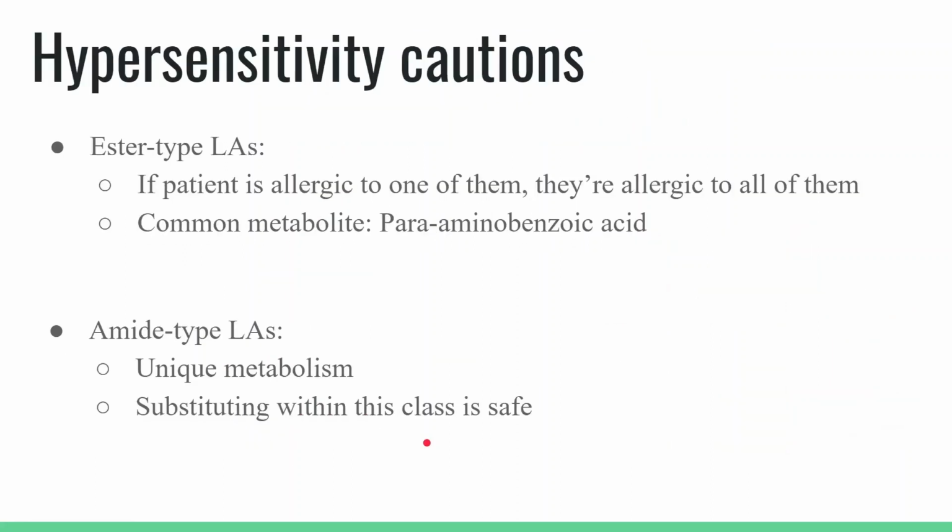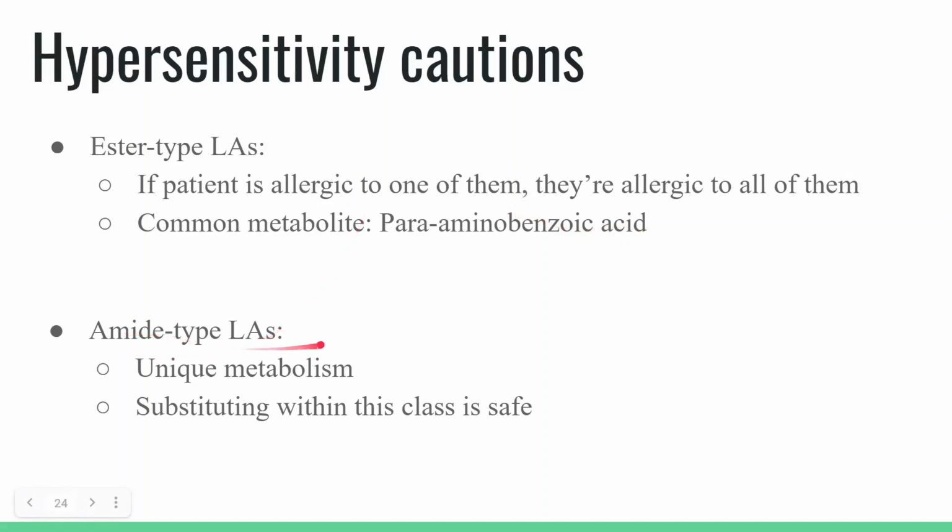The hypersensitivity reactions we already talked about. The ester type local anesthetics, we said we no longer use them because all of them are metabolized into para-aminobenzoic acid. So if a patient is allergic to one of them, they are allergic to all of them, because they all have the same metabolism. They all produce the same hypersensitivity invoking chemical, which is para-aminobenzoic acid. So if the patient is sensitive to one of them, they are sensitive to all of them.